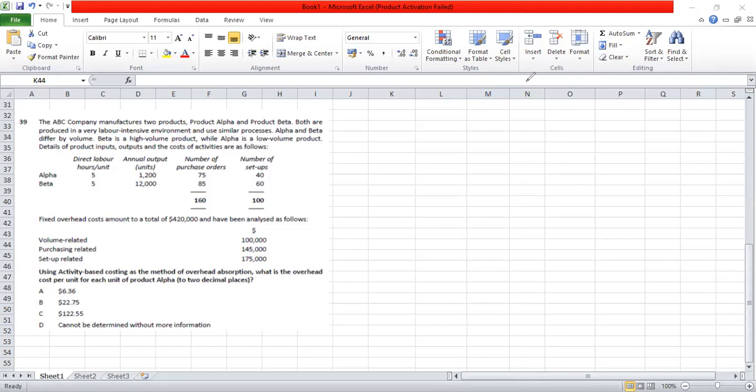In case of traditional costing method, only one overhead rate is calculated, and that was sufficient to charge the overhead amount to products. But activity based costing suggests that first identify the number of activities which take place. How many activities are there? Here, there are three different activities. One is volume related, another one is purchasing related, another one is setup related. So there are three activities.